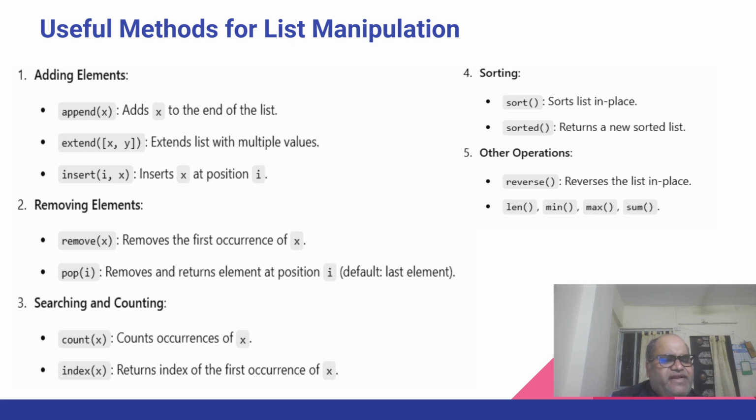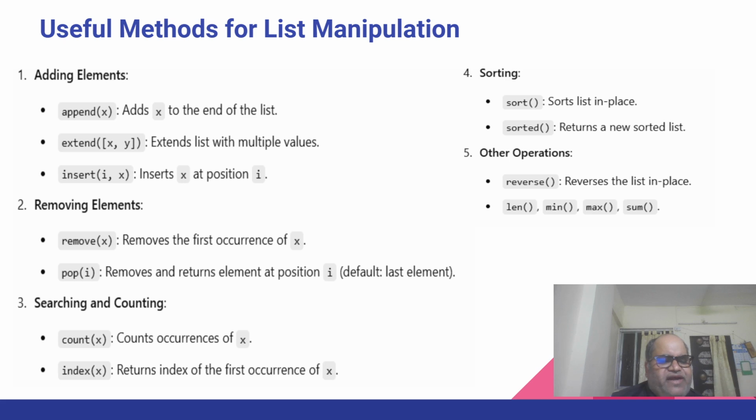Removing elements. Remove x will remove the first occurrence of x, right? And pop of i will remove and return the element at position i, right? So by default, if you just do pop, it will take the last element. About pop, you should be very aware that it helps you remove and return the element at the ith position, and if you don't specify, it will be at the end. And what remove x does, it removes the first occurrence of x.